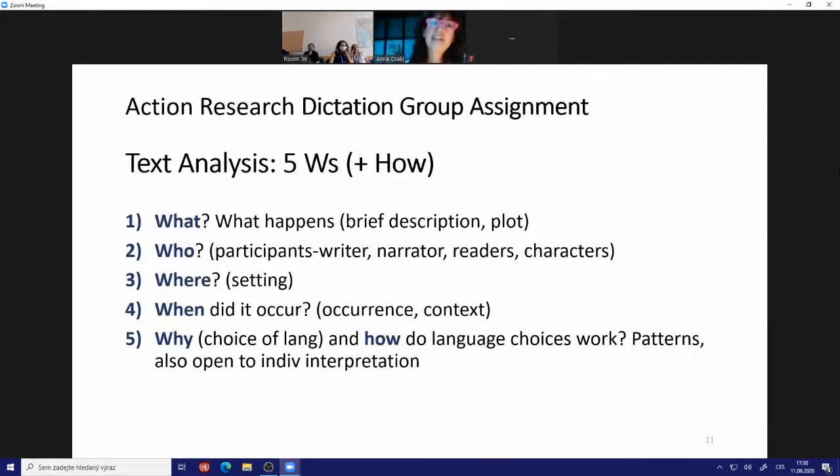So anyway, back to our action research. They were to answer these 5 questions in their text analysis. I did a model presentation for them before they started.